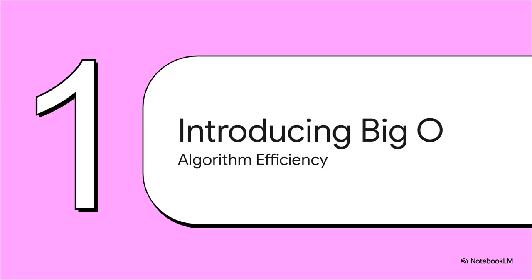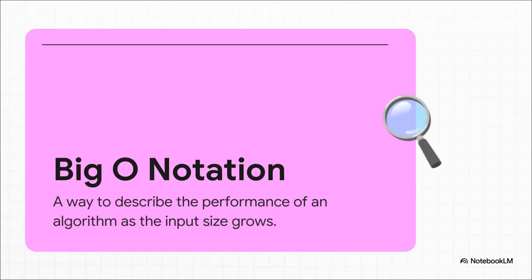The reason code speed matters at scale isn't really about raw seconds on a clock. It's about how that performance changes as the workload gets bigger and bigger. And to talk about that in a standardized way, we need a specific language, and that language is Big O notation. So what does that actually mean? Well, to put it simply, Big O gives us a shared vocabulary to talk about how fast or slow an algorithm is. It's not about measuring performance on one specific computer, which can vary wildly. It's about describing the inherent efficiency of the logic itself.